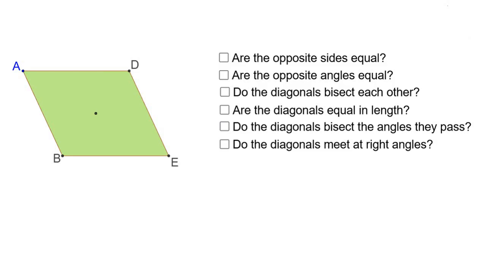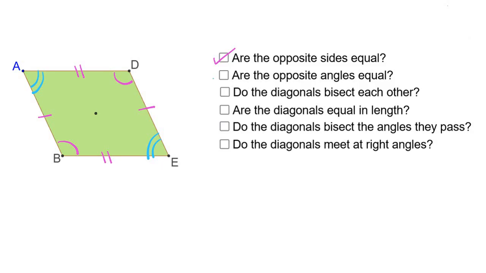Are the opposite sides of a parallelogram equal? They are talking about this thing. Yes, they are equal. So it's a yes. Are the opposite angles of a parallelogram equal? Yes, this angle would be equal to this one, the opposite one. And opposite angle means this one would be equal to this thing.